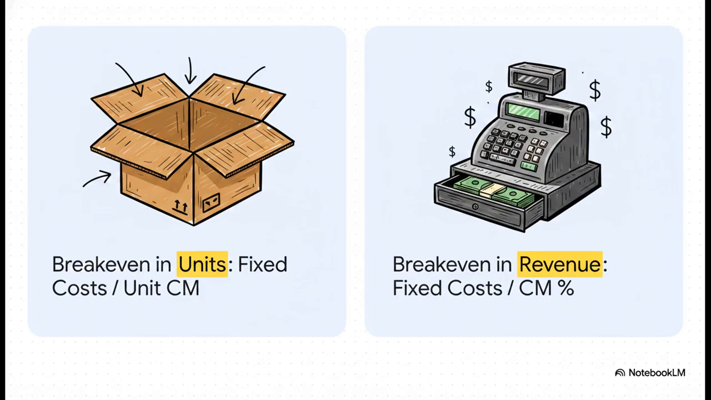Now, if you want to know how to survive in terms of physical items, you calculate your break-even in units. Just divide your fixed costs by the unit contribution margin. If your rent is $6,000 and your unit margin is $6, you have to sell exactly 1,000 shirts just to break even. But if you want to know how much actual cash needs to hit the register, you calculate break-even in revenue. You divide those same fixed costs by the contribution margin percentage instead. Finding your survival point just depends on whether you want your answer in physical items sold or total dollars earned.